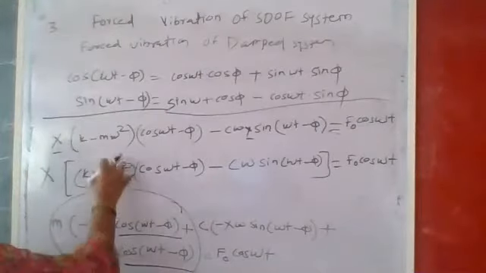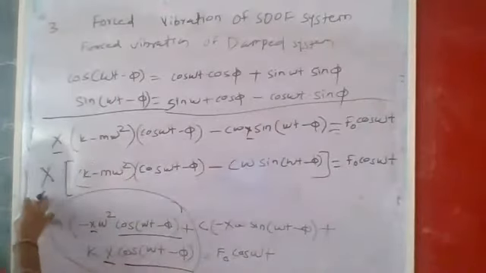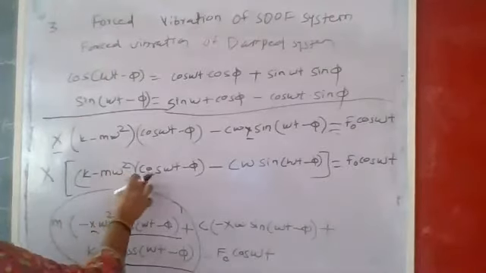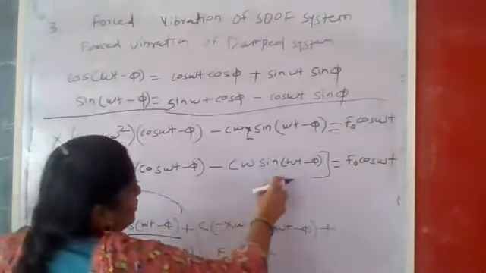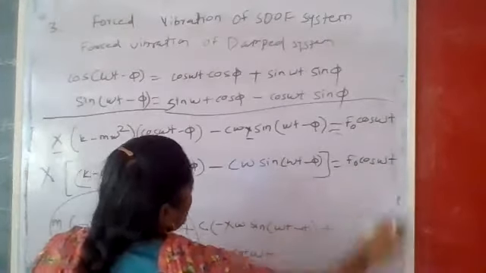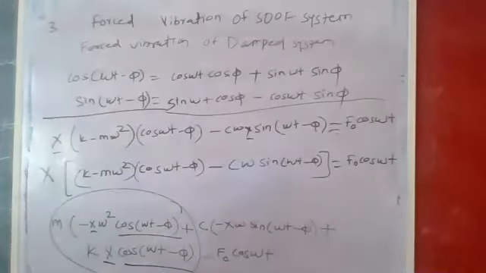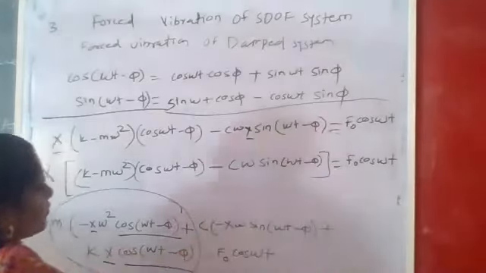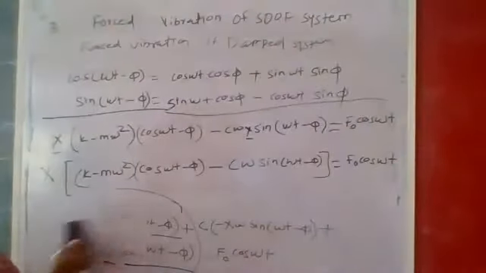Based on this, in both these terms X is again common. If we take X as common, the remaining term is k minus m omega square into cos of omega t minus phi minus c omega into sin of omega t minus phi is equal to F naught cos omega t. And now you have to apply the formula for cos of omega t minus phi and sin of omega t minus phi. So apply the formula here.